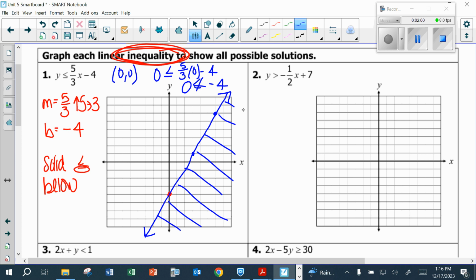Okay, next one. Slope is -1/2, so that means go down 1 and right 2. Our b value is 7, so we can plot our first point up here at 7. And we're going to be dashed because there's no equal sign. Greater than means we're going to shade above. So like when the rain comes from above, it hits the top of the line. So we're going to go down 1 and right 2.